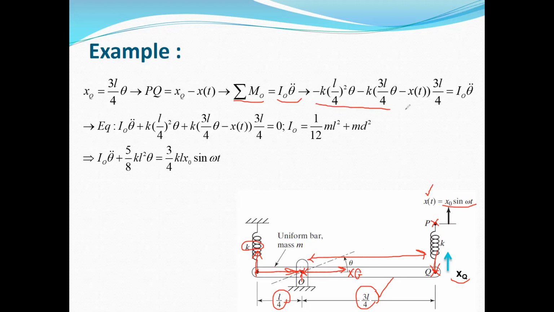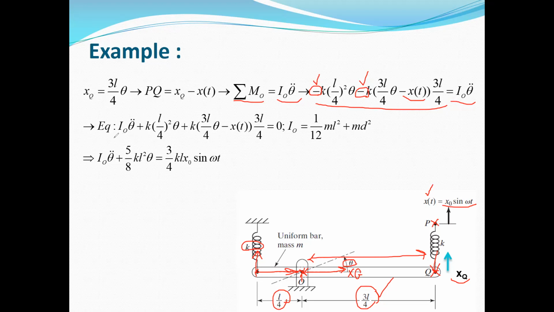So this is the moment about point O, and all of them have a negative sign, as you can see, because according to the assumed direction, the moment due to these forces will be in the negative direction of theta. So we consider one negative sign for the moments due to these forces. And finally, it must be equal to I O theta double dot. Now we can substitute for xt and simplify this equation and extract the equation of motion for this system.